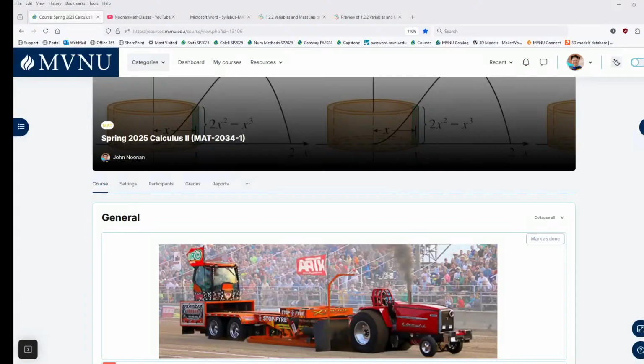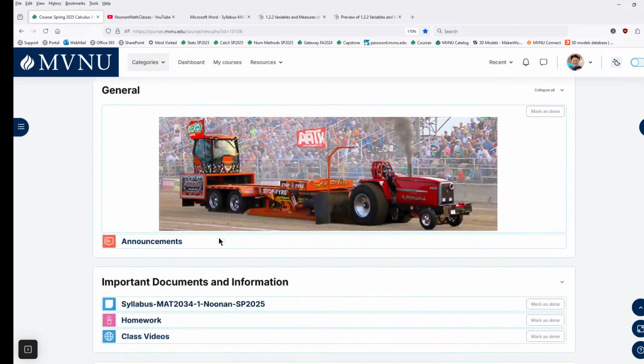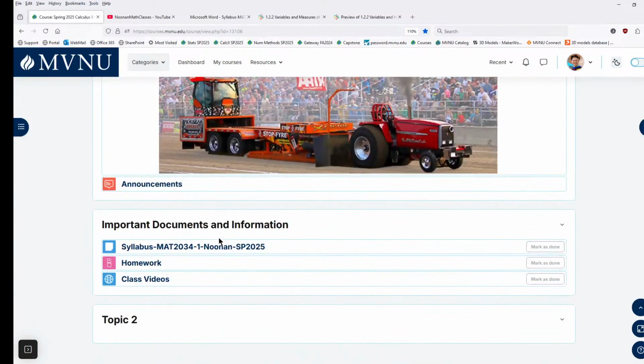I gave you a little piece of cardstock because I thought this is probably about all that you care about. However, I will show you where you can find the entire syllabus, which we will go over right now. So on our Moodle page, which is pretty scant at the moment, you will find under Important Documents and Information, this is all that's there. So the aforementioned class videos are there.